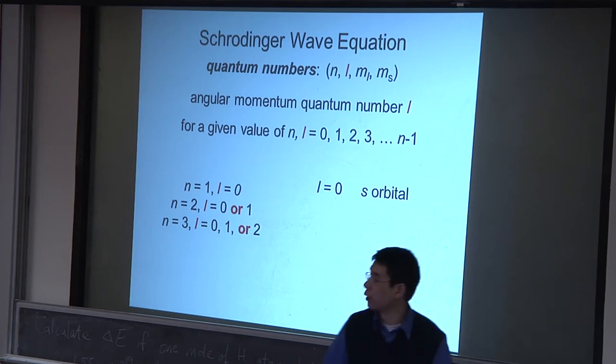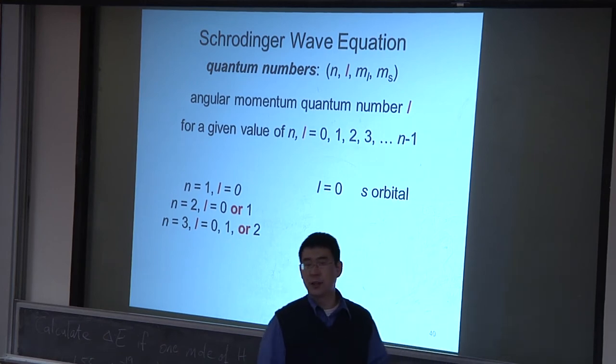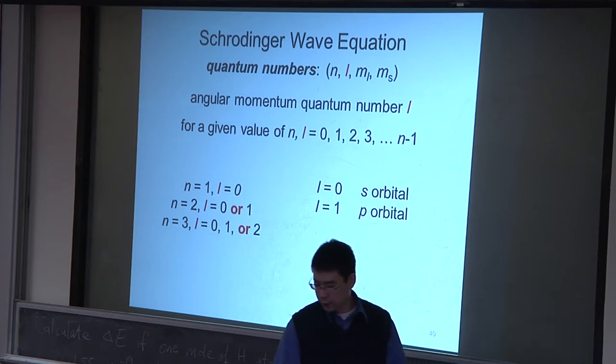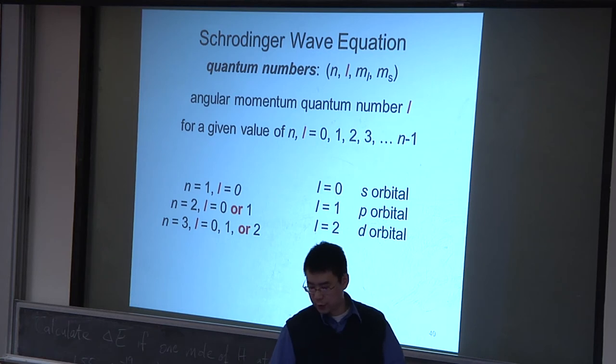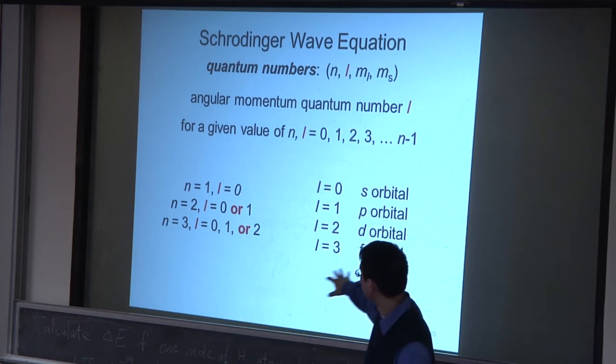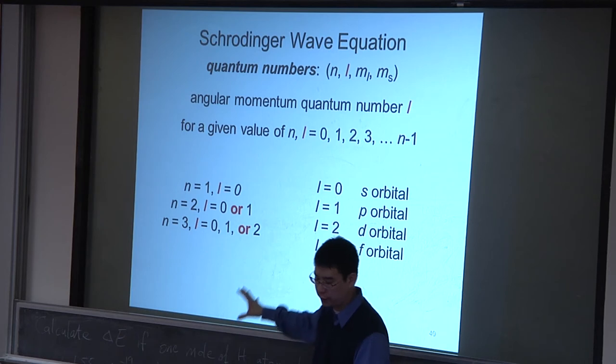But if L equals 0, your electron is contained in what's called an s orbital. If L equals 1, it's contained in what's called a p orbital. If L equals 2, it's contained in a d orbital. L equals 3, it's contained in an f orbital. And that's really the largest L that we'll think about in this class.